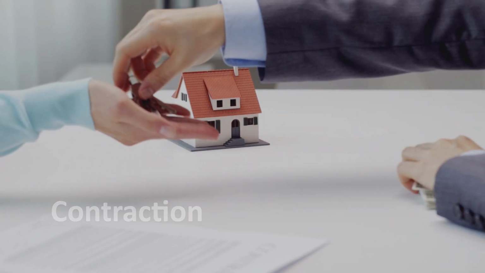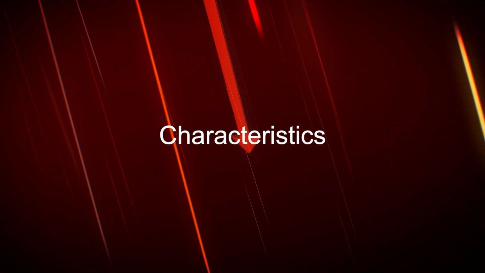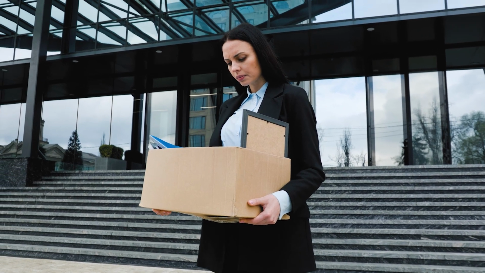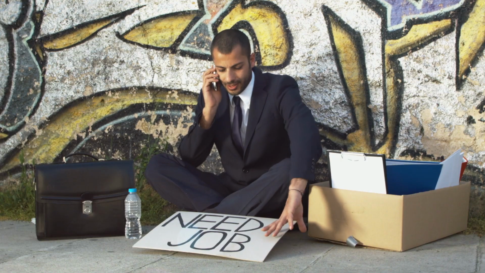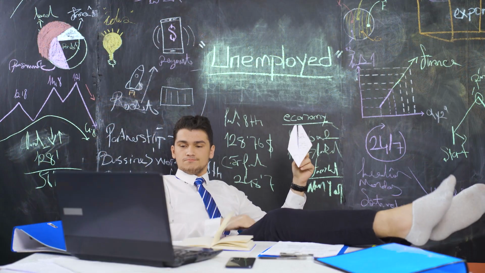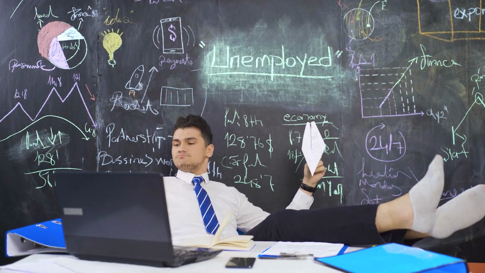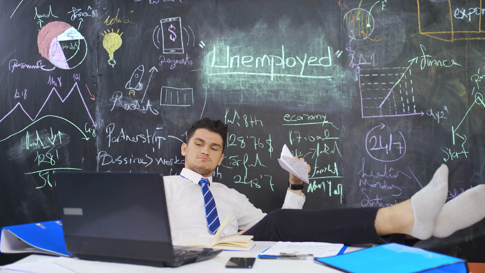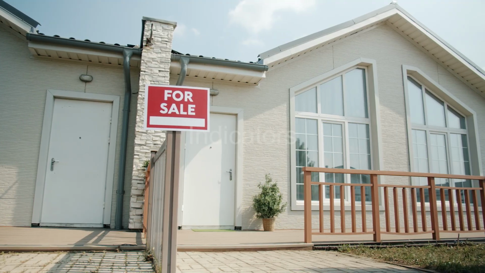Contraction. Characteristics. The contraction phase is characterized by declining demand for properties, falling property values, and reduced construction activity. Economic downturns, rising unemployment, and tightening lending conditions often trigger this phase. During contraction, market sentiment is generally negative, and investors may become more risk-averse.